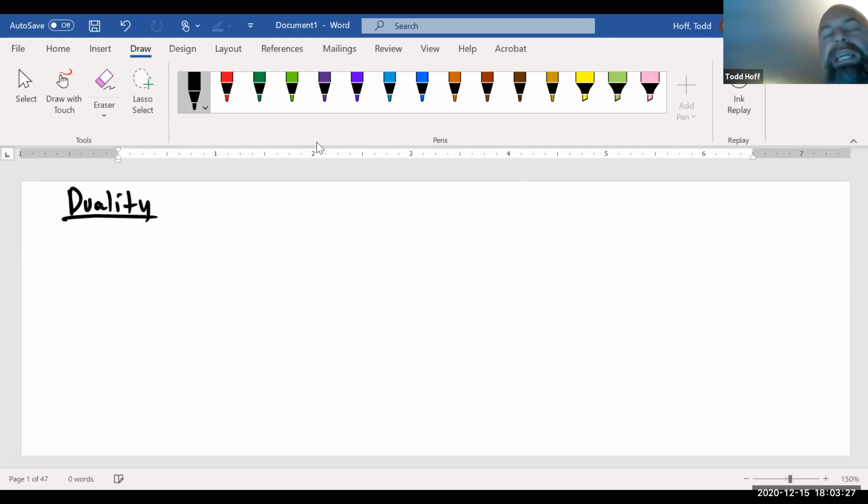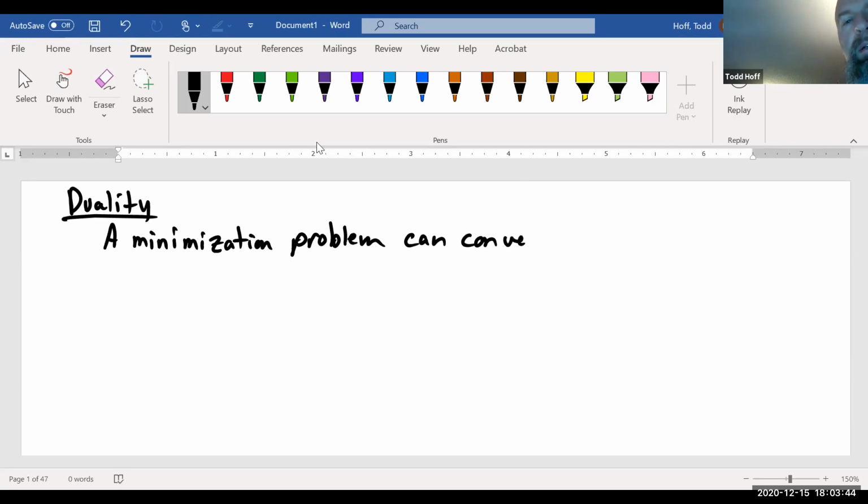And what duality really is, excuse me, is that it's saying that any minimization problem can be converted to an equivalent maximization problem.